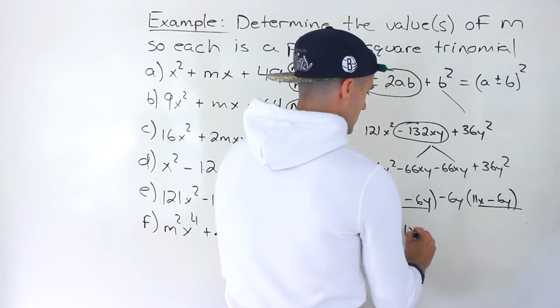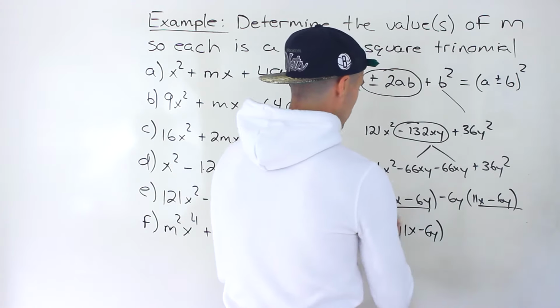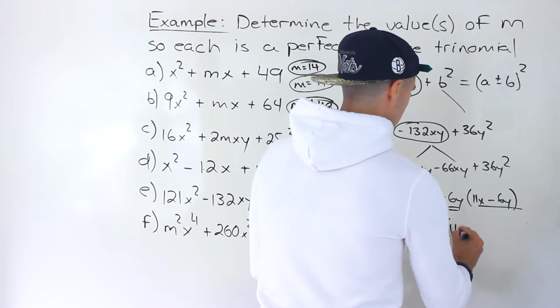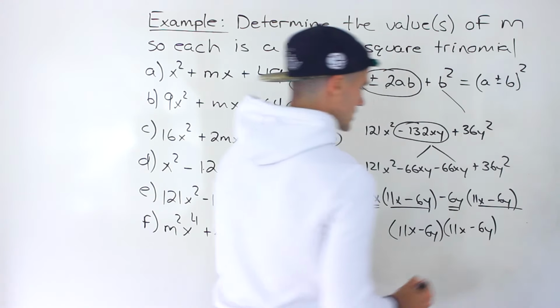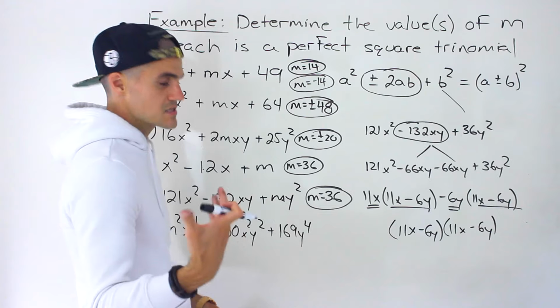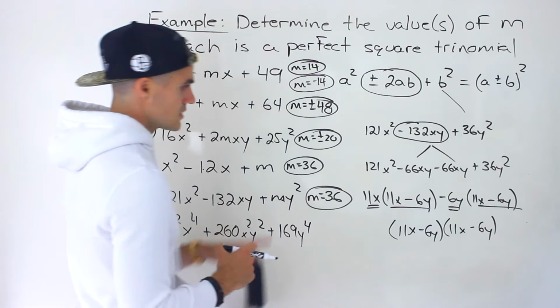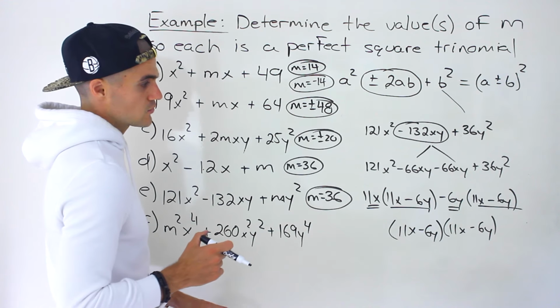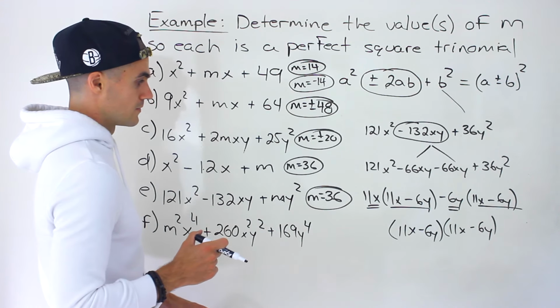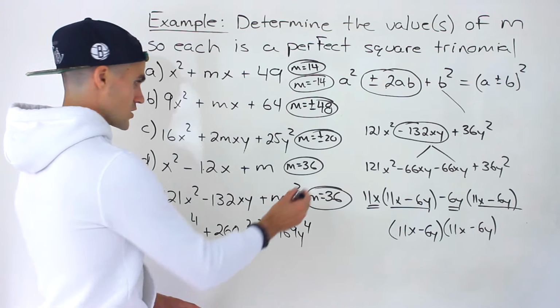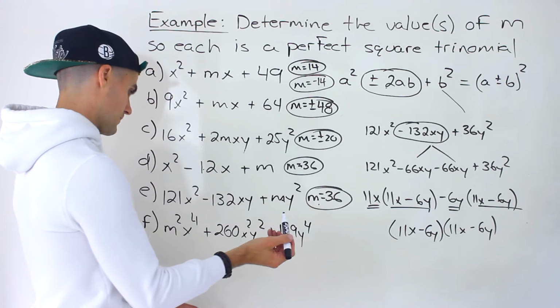Then we could take out an 11x minus 6y. What are we left with? 11x minus 6y, which is 11x minus 6y squared. So when this m value is 36 here, it indeed does factor into a perfect square trinomial. All right, so just a coincidence that both of these are actually the same, I just noticed.